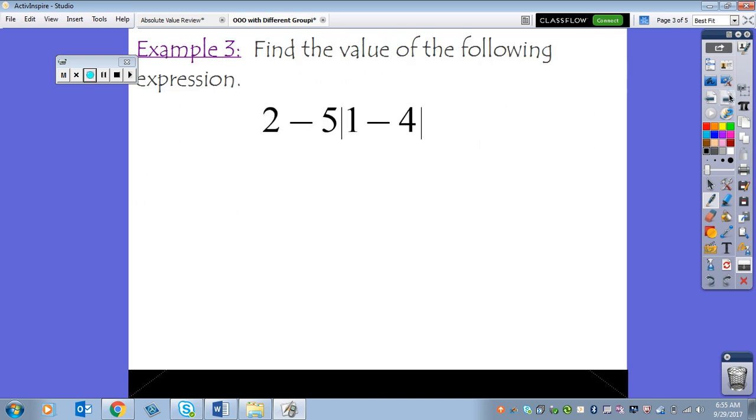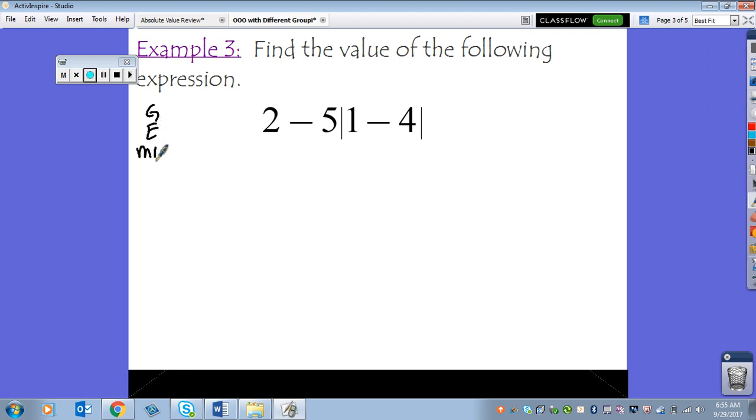Let's take a look at example 3. It says find the value of the following expression. So again, same sort of thing. We have multiple operations and grouping symbols, so we're going to use order of operations. I see grouping symbols and I see an operation inside those absolute values. So I cannot take the absolute values yet. I need to do 1 minus 4.